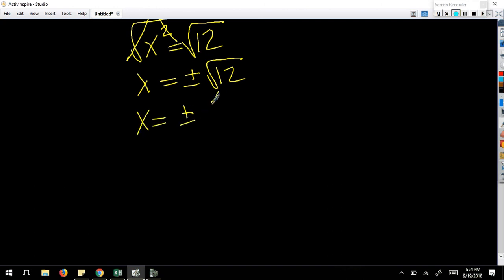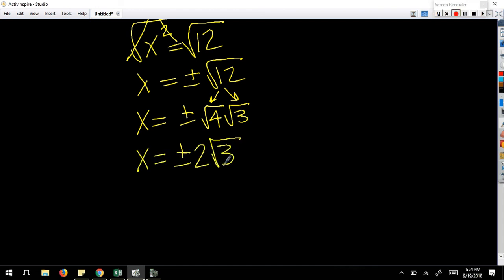So I get a 4 and a 3. And I chose these two numbers because one of them is a perfect square. Okay? So what is the square root of 4? 2. The square root of 3 stays because it can't be simplified anymore. So I'm done.